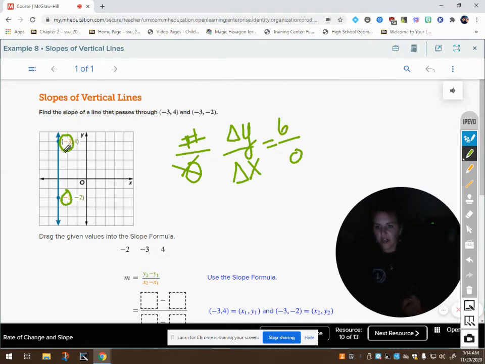To get from here up to here, there was a change of 6, but the bottom changed by 0. Try to divide that. I get an error message because we cannot divide by 0. So the slope of a vertical line is undefined. Again, think of the guy skiing off the end of the cliff.